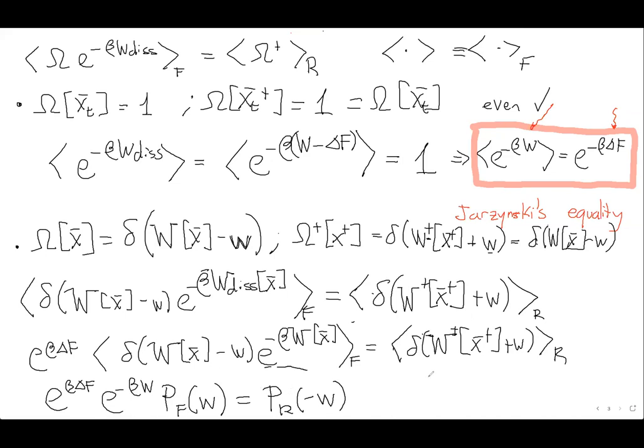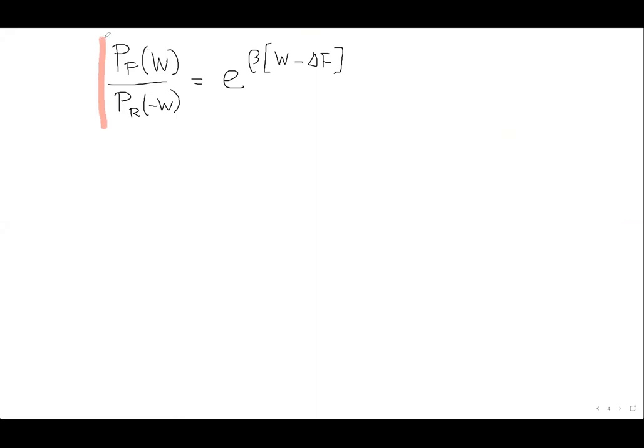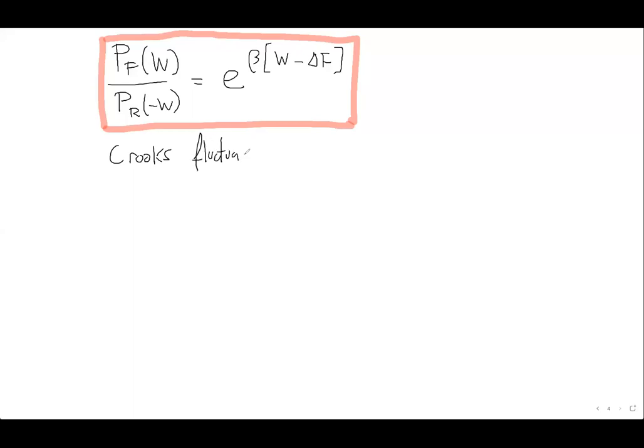If you divide one by the other, you get this equation: P forward of W, this is a value W, not the stochastic work, over P reverse of minus W, equals the exponential of beta times W minus delta F. This is also one of the key results in stochastic thermodynamics, and it's called the Crooks fluctuation theorem. It is a really important result for this field. Be careful with the name: it's Gavin Crooks, don't write it otherwise. Crooks fluctuation theorem, or fluctuation relation.